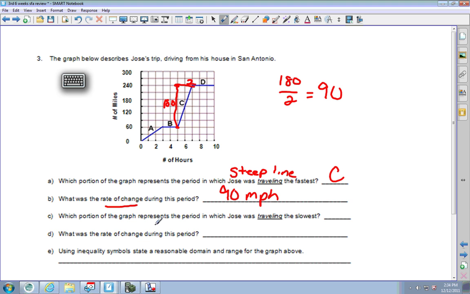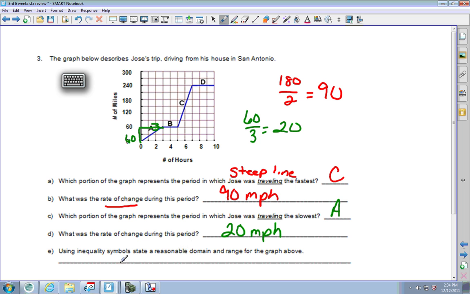Then, which portion of the graph is he traveling the slowest? Is he traveling in B and D? What's happening on that flat line? He's not traveling in B and D, so the only other one I have is A. In A, he's going 60 miles in 1, 2, 3 hours. 60 divided by 3 is 20. So he's going 20 miles per hour.